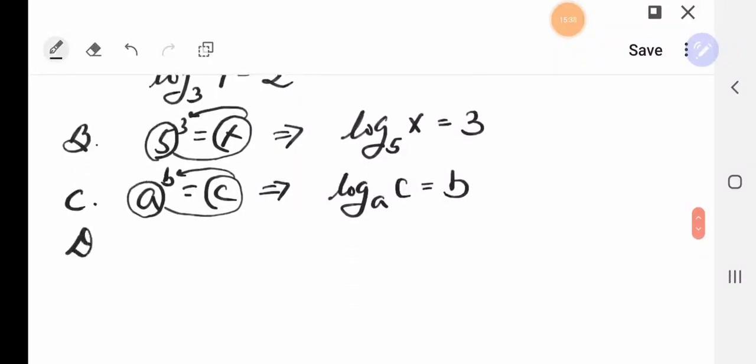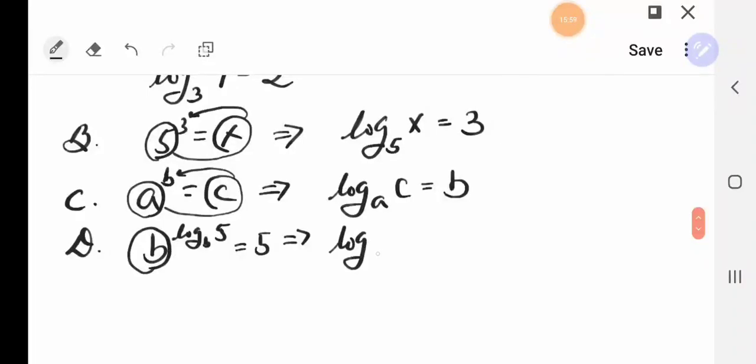Okay, letter D. b to the exponent, logarithm base b of 5, is equal to 5. Still the same thing. The left side of the equation is an exponential form, and the base is b, so make sure to have the same base b for the logarithm. So logarithm base b of the outside, 5, is equal to the exponent. Logarithm base b of 5.